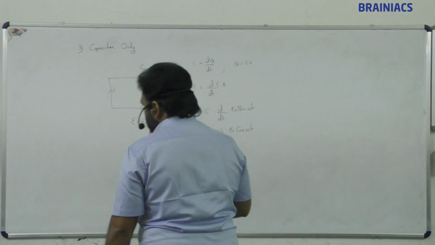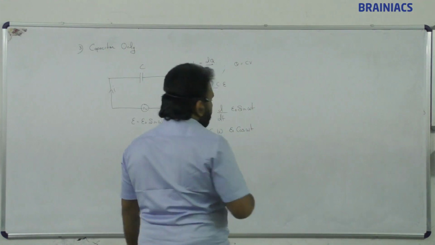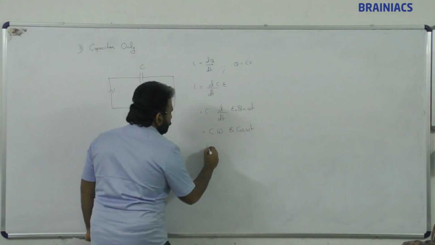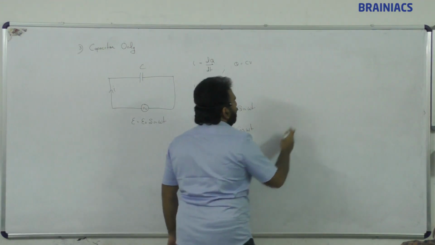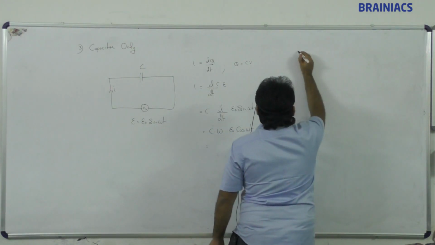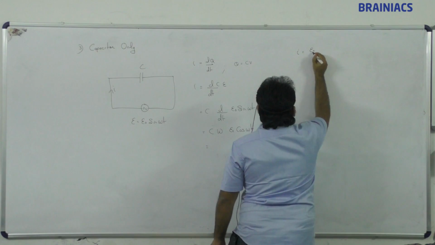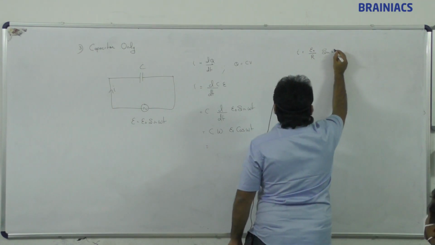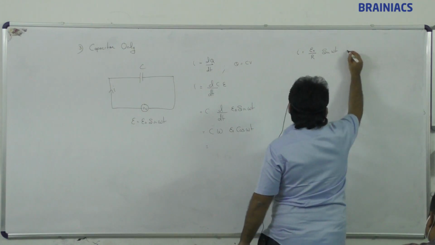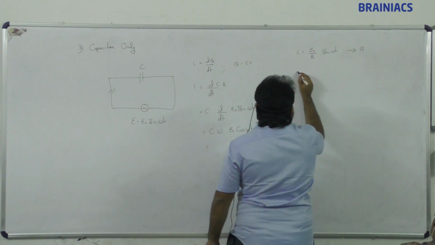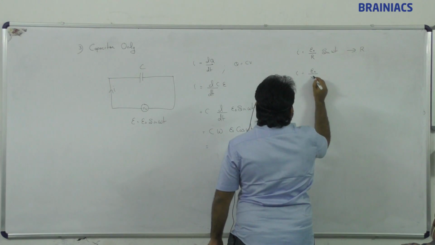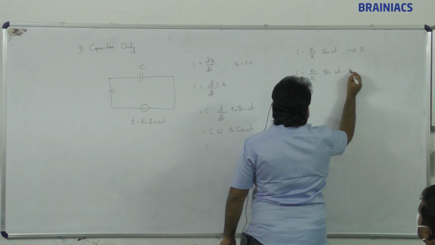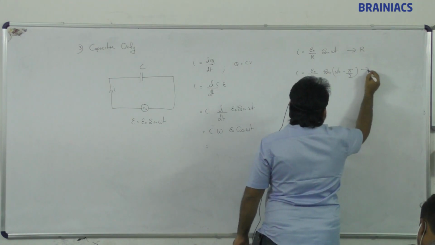Correct or what? I = C omega E naught cos omega t. So this is in terms of omega, and now I = E naught by R sin omega t when R was there. Same way, I = E naught by XL sin (omega t minus pi by 2) when L was there.